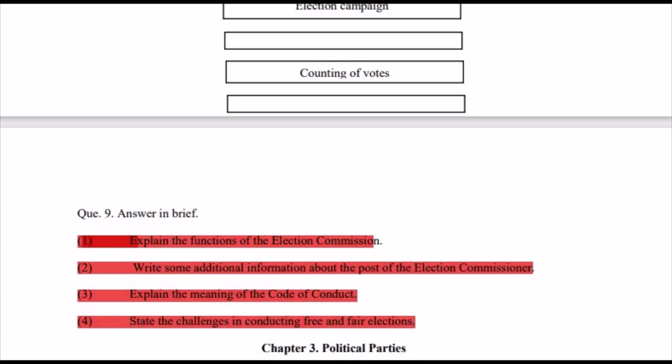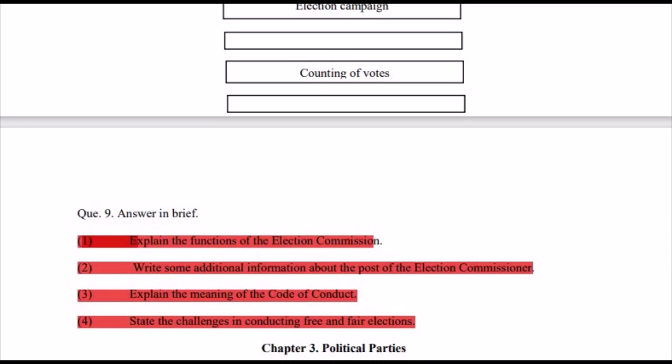If you include all these 3 points, then your answer will fetch 2 marks. You are covering almost all the points. Now let us come to the last question. State the challenges in conducting free and fair election.